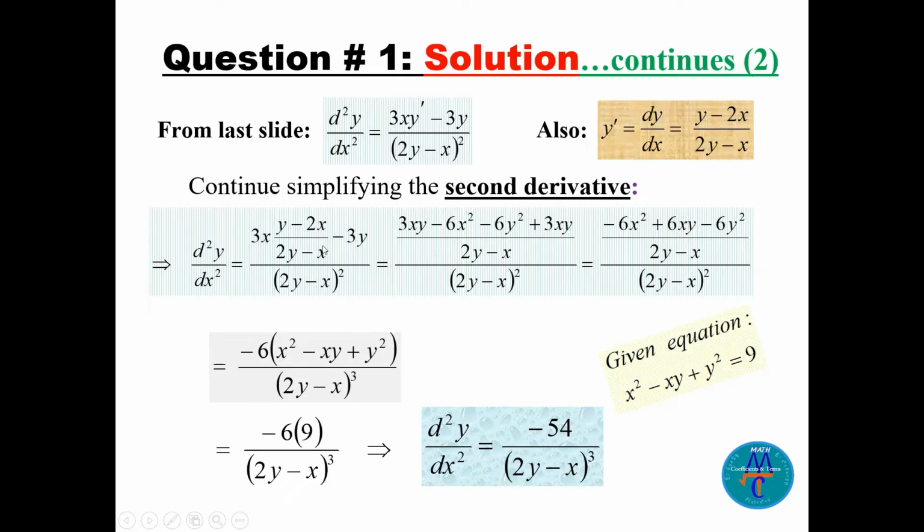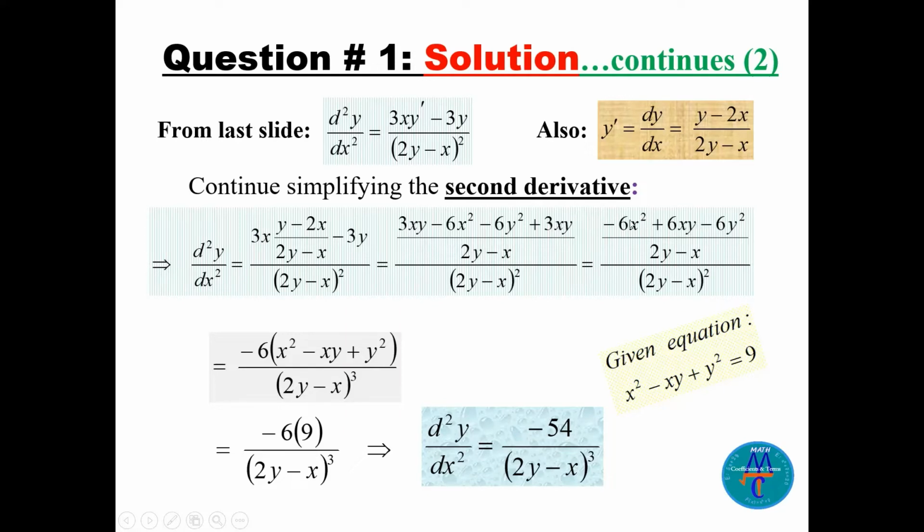And here we have to find the LCD. See, this is a fraction minus 3y. So the LCD will be 2y minus x. So I multiply minus 3y times 2y, minus 6y squared. Minus 3y times minus x will be plus 3xy. Now when I add here, I get minus 6x squared plus 6xy minus 6y squared.